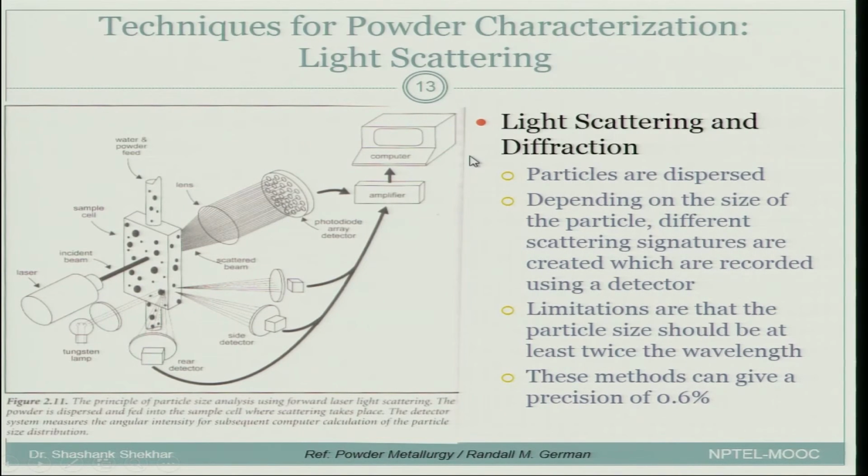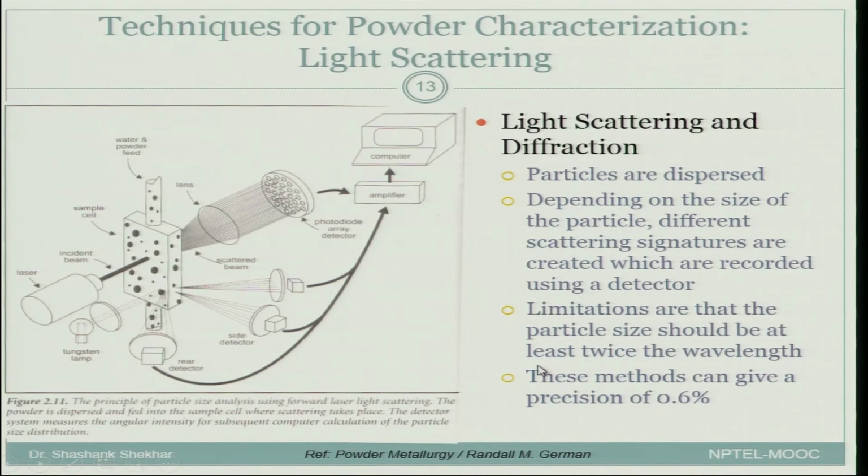This information is fed into the computer, and depending on the angle of scattering, you would be able to estimate the particle size that is coming through, and with time you will be able to generate data for a large number of particles, and therefore you will have good statistics. So, depending on the size of the particle, different scattering signatures are created which are recorded using a detector.